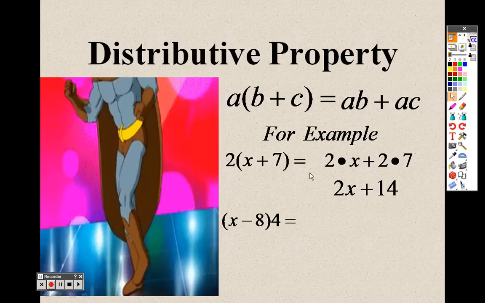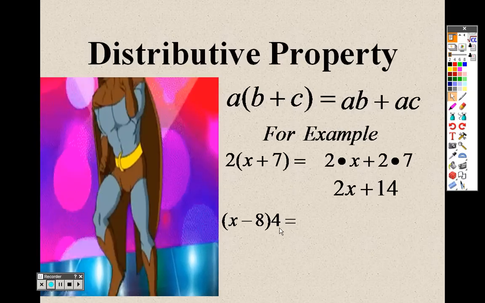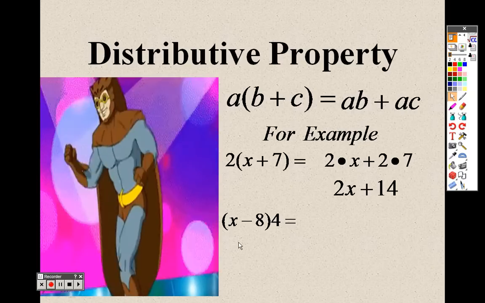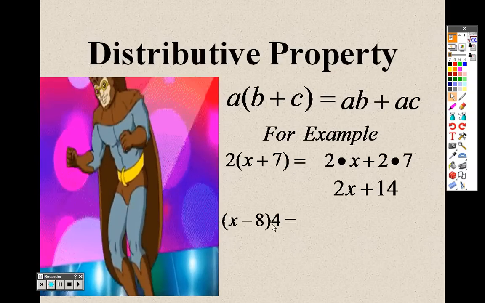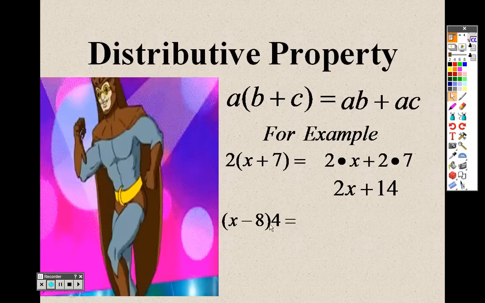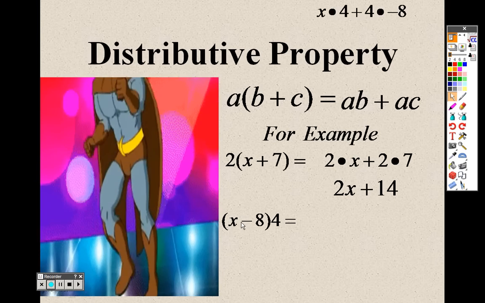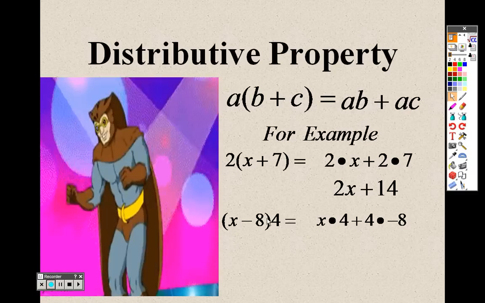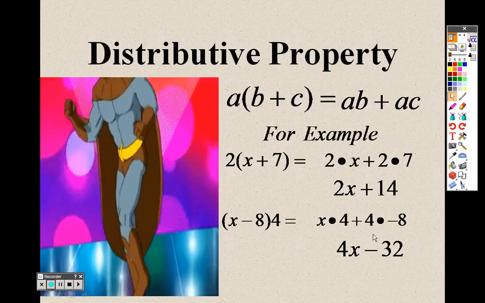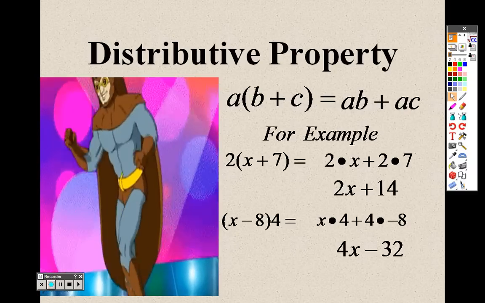It doesn't matter the order. Even though this 4 is in the back, I can still distribute and add it through. It's not going to matter, so it would still be 4x, and 4 times 8 is 32, but since there's a negative there, it's going to be minus 32. So 4 times x is 4x, 4 times negative 8 is negative 32, so 4x minus 32 is your answer.